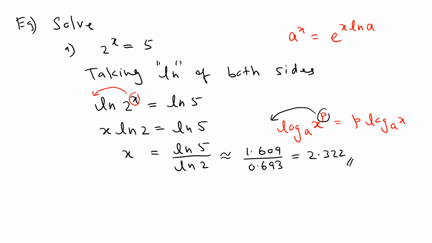Let's solve another problem. So for example, we can look at this one. So B, we say solve 5^(x-2) equals 3^(3x+1). It doesn't matter what function we have. The only thing that we notice is they have different bases. Since they have different bases, we can take the natural log of both sides.